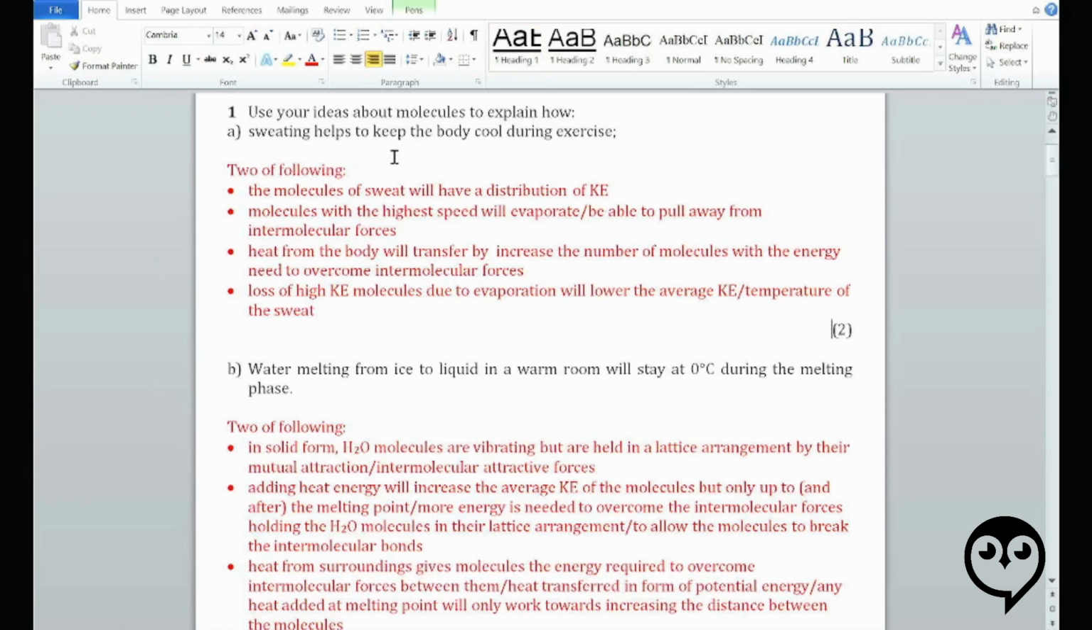So for the first question, any two of the following here. I don't know what year this is from, but I assume this is an Edexcel question. How does sweating keep you cool? Molecules of sweat will have a distribution of kinetic energy. The ones with the highest energy will evaporate. That could be good. You could talk about how heat from the body will transfer to these other molecules and give them enough to overcome intermolecular forces and evaporate. The loss of the high kinetic energy molecules leaves a lower temperature behind, and that's how it cools you off.